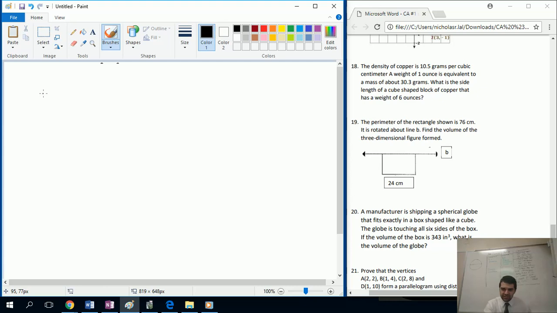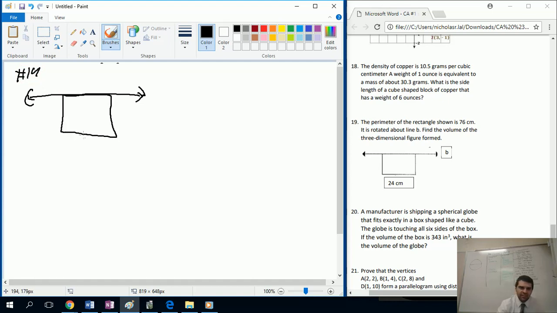As far as 19 is concerned, the perimeter of the rectangle shown is 76 centimeters, and it is rotated around the line B. Find the volume of the three-dimensional figure formed. So let's just draw this bad boy for number 19. If this length is 24, that length is 24, and the total length of all the sides is 76.